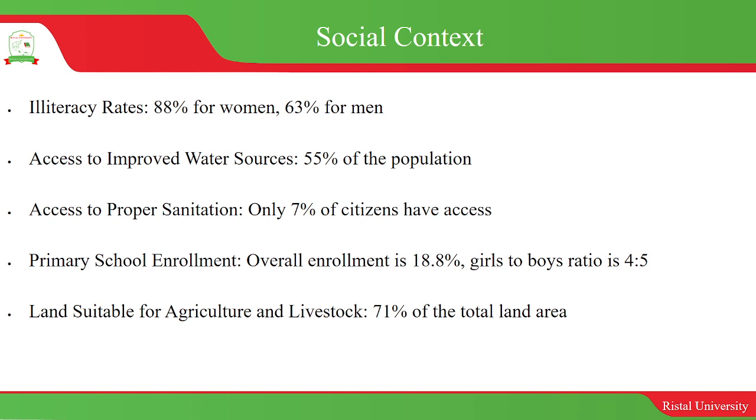And then much of the land is used for, remember we said 90% of the people rely on agriculture and livestock, and 71% of the total land is what is available and suitable for agriculture and livestock.